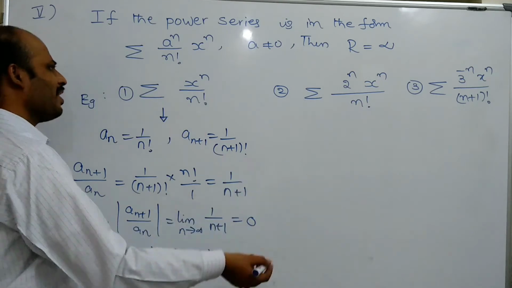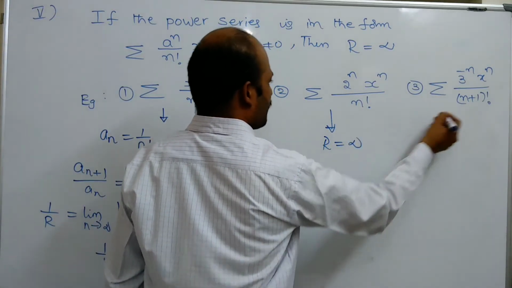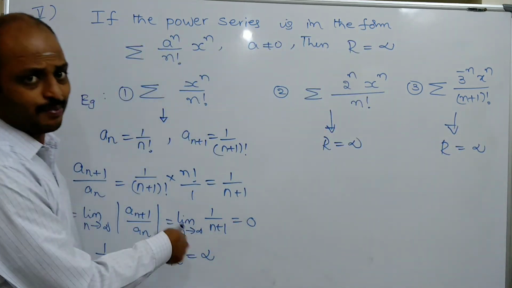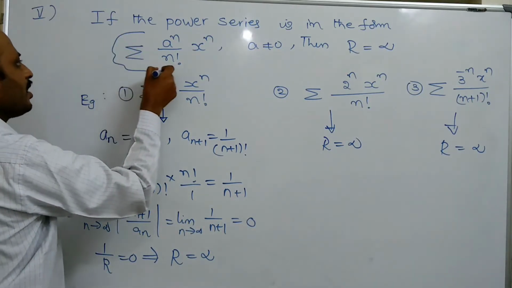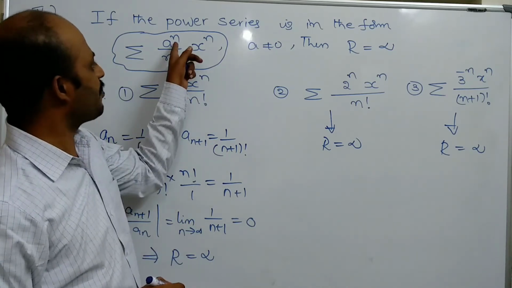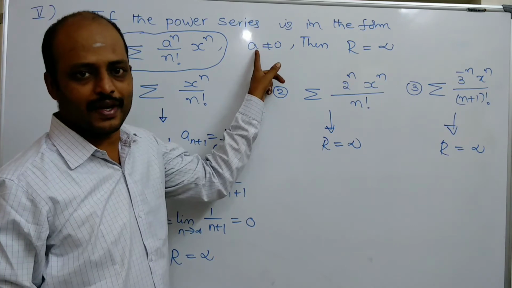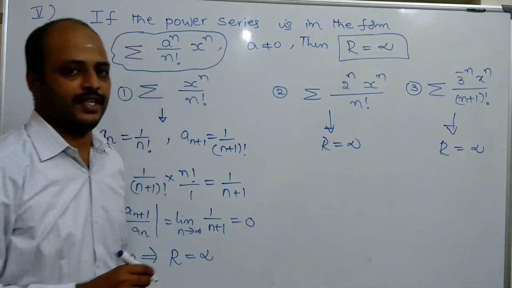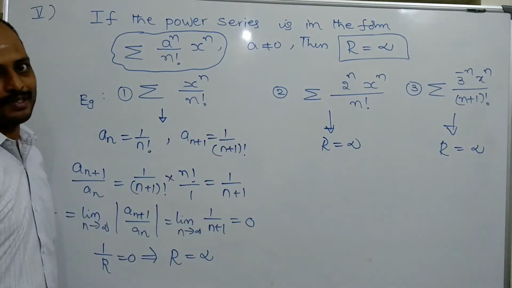In a similar manner, the radius of convergence for this power series is infinity. Here also the radius of convergence is infinity. You check by using the same process. So if the power series is in the form summation a power n by n factorial into x power n, where a not equal to 0, then the radius of convergence R is equal to infinity. You check out these examples.